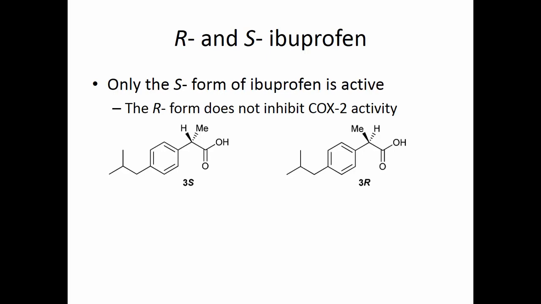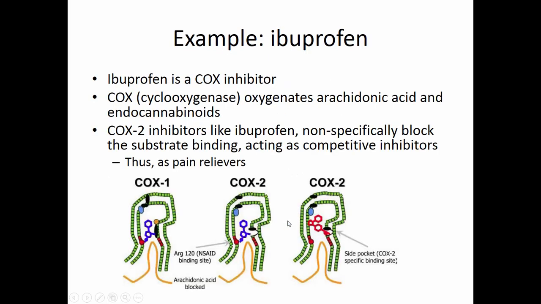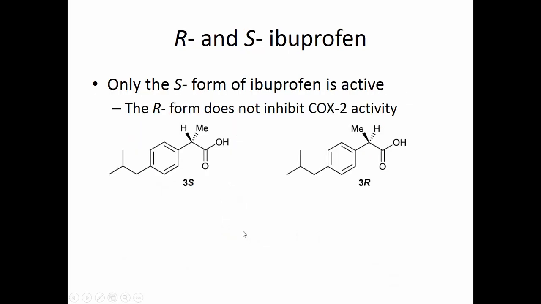Only the S form of ibuprofen is active. You can see here the difference between the S and the R form. Again, you see the Fisher projections, and this is the chiral carbon in question. Only the S form is able to inhibit COX-2 activity. It's in the right configuration to block the site. Any other way, and it is not able to do that. So this R version is not able to inhibit in that manner.